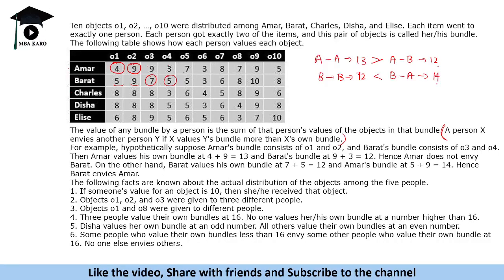And not only this, there are too many complications here. The following facts are known about the actual distribution of the objects among the five people. If someone's value for an object is 10, then he or she received that object. That was the starting point. So we know that Bharat will get O9 and Alice will get O10, so let us remove these also. Now, this required a lot of calculations. You needed to draw a big table in your rough sheet, so this set could not be solved within the time frame of the examination. I took 15 minutes to solve this set in the exam.